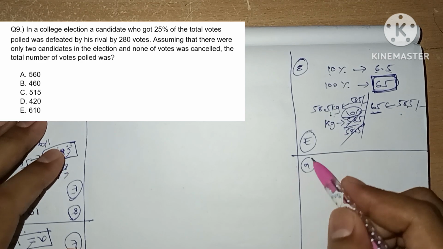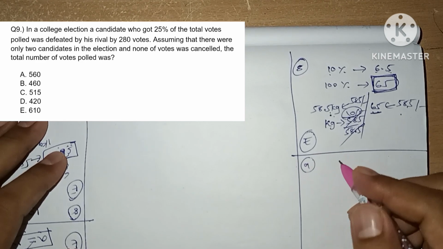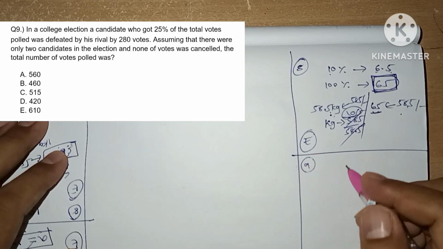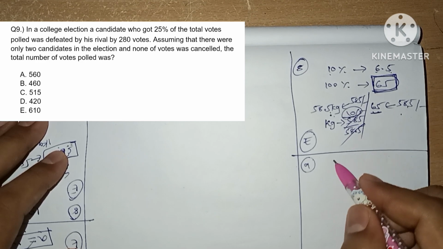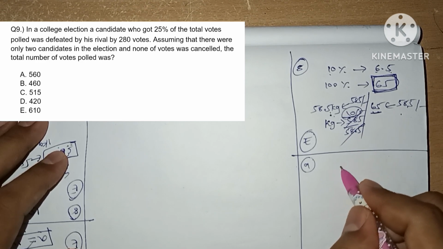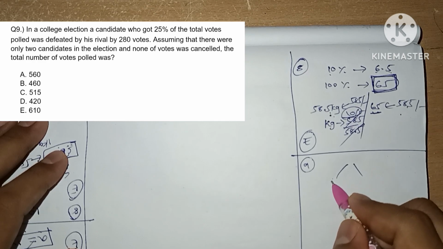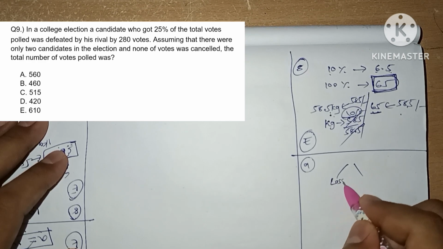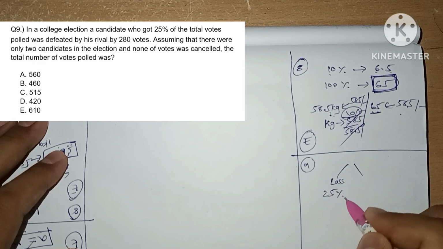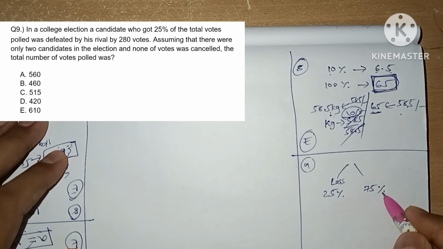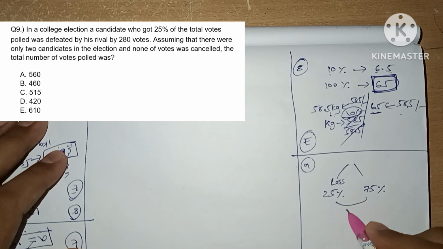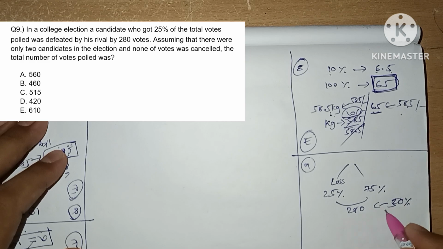In a college election, a candidate who got 25% of the total votes polled was defeated by his rival by 280 votes. Okay, there are two persons. One person lost and he got 25% of votes. So the other one must have 75% of votes. And defeated by 280 votes means the difference between these two, which is 50% of votes, is 280.